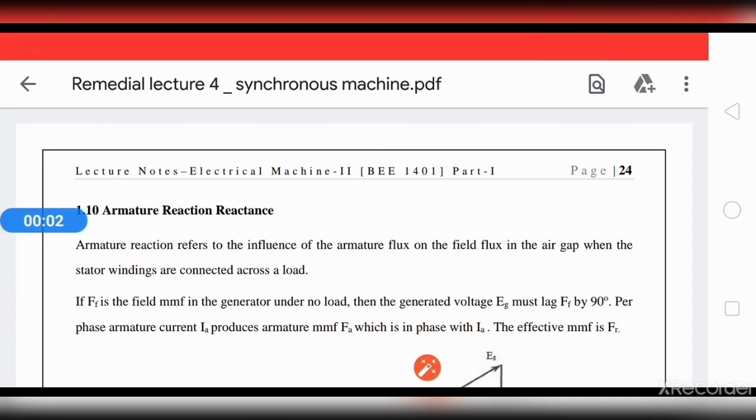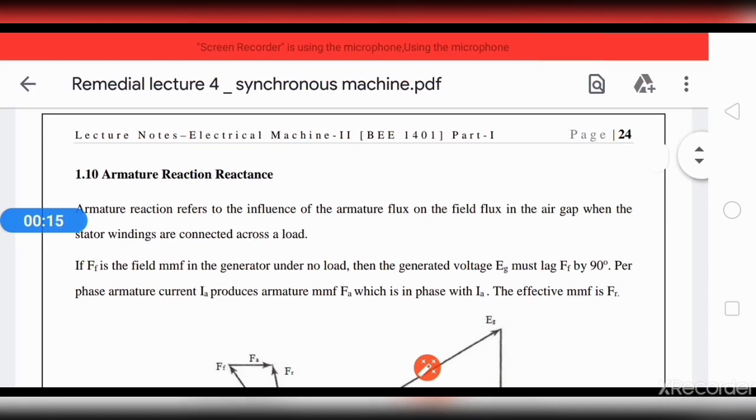Hello everyone. Today we are going to discuss a remedial lecture for the synchronous machine. In this lecture, we are going to discuss how armature reaction reactance is calculated, and it will be taken care of in the calculation of synchronous reactance.